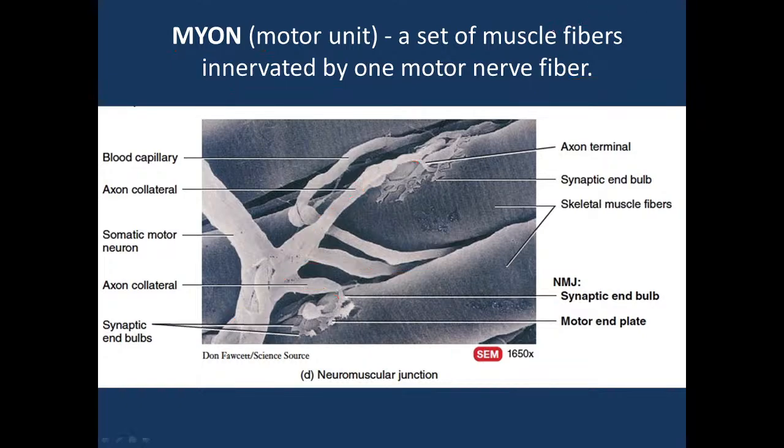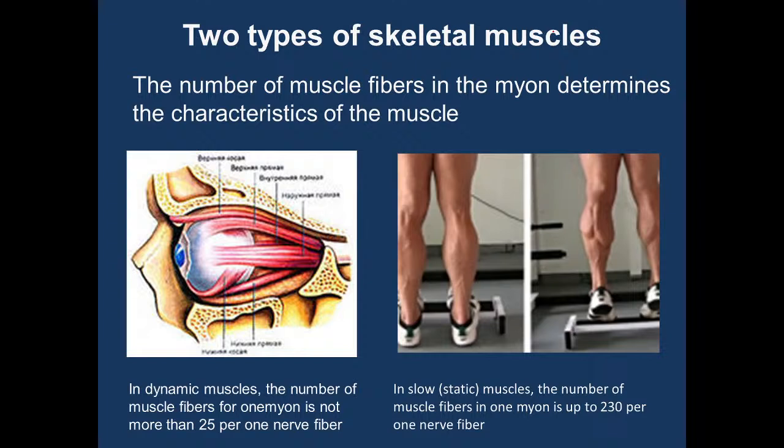How many muscle fibers are in one neuron fiber? Muscle fibers get impulses from one neuron process. We distinguish two types of skeletal muscles. That is the dynamic muscles, the first group, and slow or static muscles. Usually in the dynamic muscles, the number of muscle fibers for one myon is not more than 25%. But in such static muscles, we could find up to 200 or sometimes 300 muscle fibers for one neural fiber.